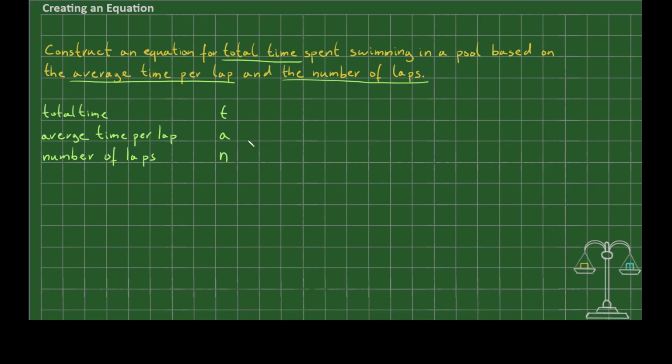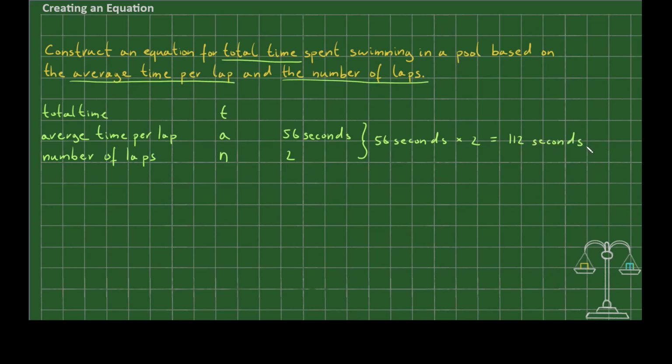How do I convert these three letters into an equation? Sometimes it helps to actually come up with some numbers and then work backwards. I'm going to say that the average time per lap is 56 seconds. And then I'm going to say that somebody, maybe I, swam 2 laps. How long did it take me in total? So I'm going to say that I will have 56 seconds per lap, and because I've done 2 laps, I'm going to multiply that by 2, and that will give me 112 seconds.